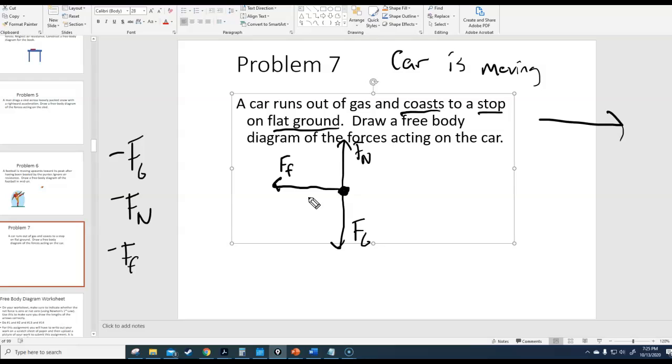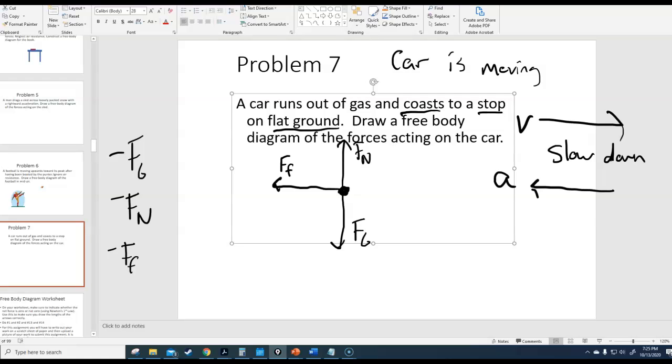So the car is moving to the right. You can't tell that just from the FBD, right? But the force of friction is causing the car to slow down. Okay, so it's moving to the right. What I would say is the velocity is to the right, but the acceleration is to the left. Anytime you have velocity and acceleration in opposite directions, the object is going to slow down.